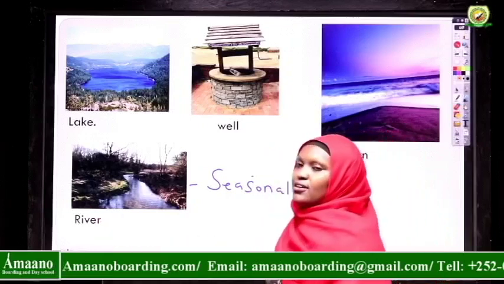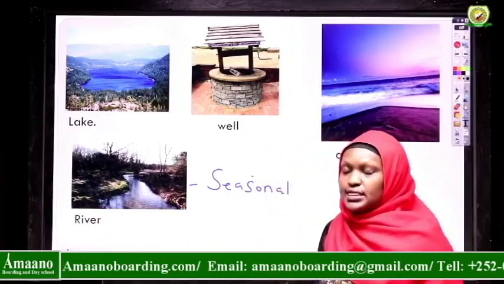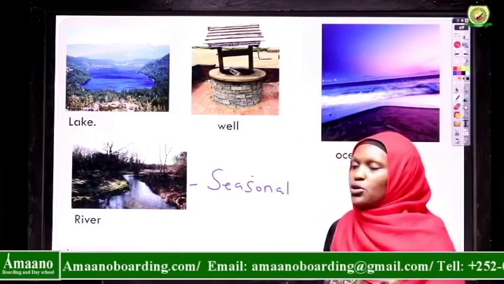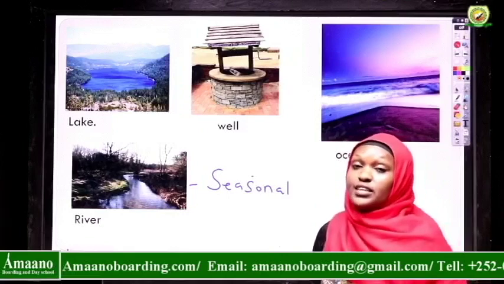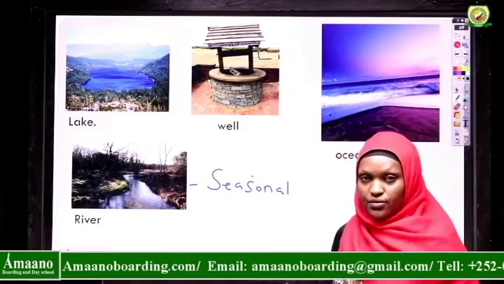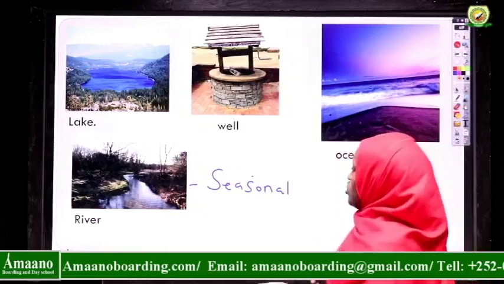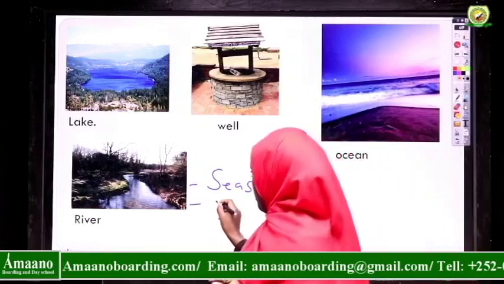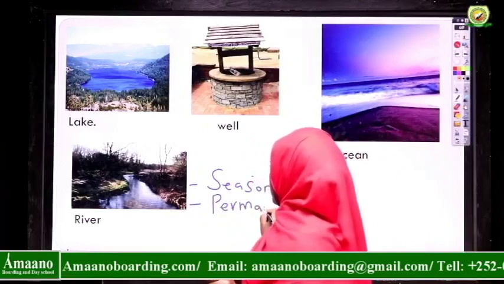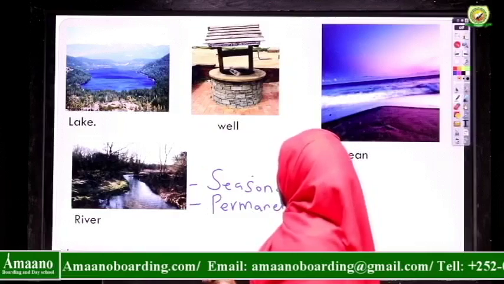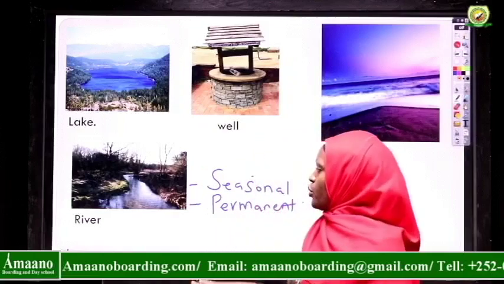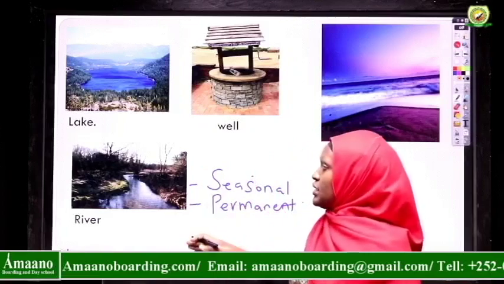Then number two, we have rivers that have water throughout the year. If you go this year or next year, anytime you go to that river, you find that it has water. If it rains or there is no rain, the river will still have water. What do we call those rivers? We call them permanent rivers. They'll have water throughout the year. They'll never dry. So we have seasonal rivers and permanent rivers.